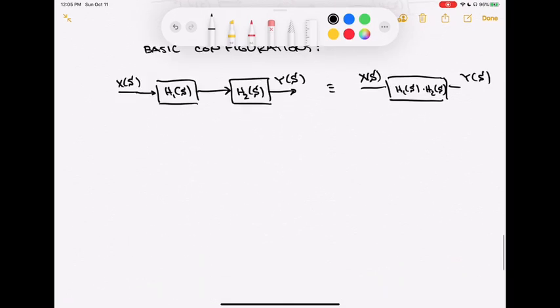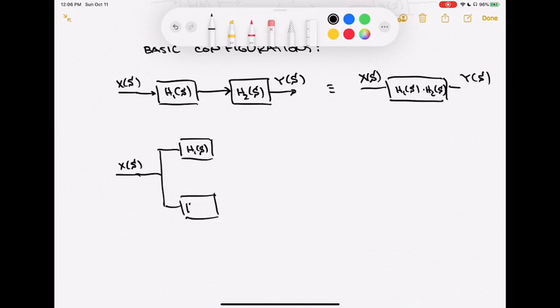Very, very simple. Now if I talk about a system input feeding into not a series, but a parallel configuration of systems, I'm going to think about a system H1 of S being one of the paths for my input, and H2 of S also being a path for X. Then I take the output of those, sum them together to give me my overall output Y of S, something like that.